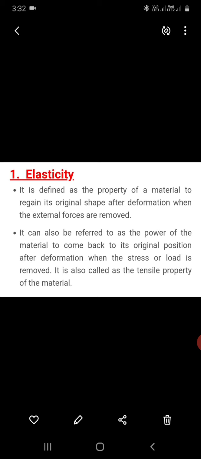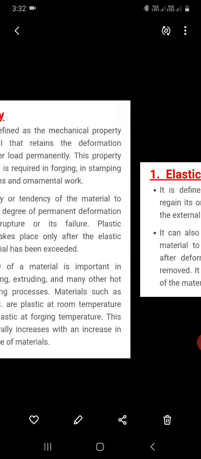Elastic, just like rubber. For example, a rubber, when pulled, elongates or changes its shape and size. When we stop pulling, when we leave the rubber, it comes back to its original position. So rubber is the best example for elasticity.